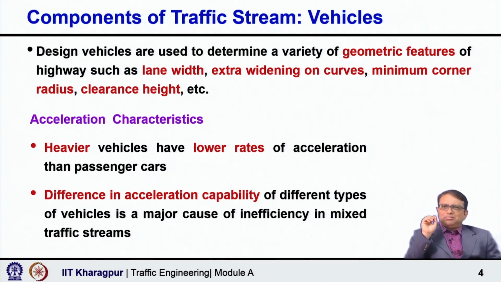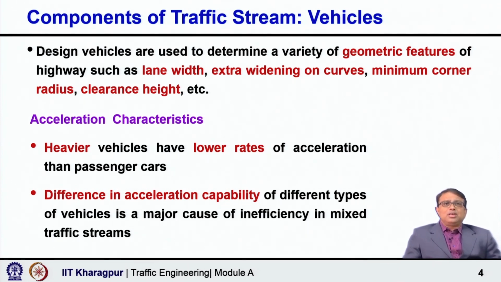So, once we say that this is the design vehicle and these are the corresponding characteristics, for the purpose of road design, those characteristics are used as input. That means we will assume that if we can satisfy the requirements of design vehicles, then our job is done. Next, the acceleration characteristics, very important.